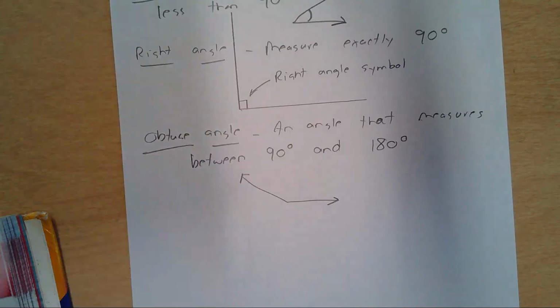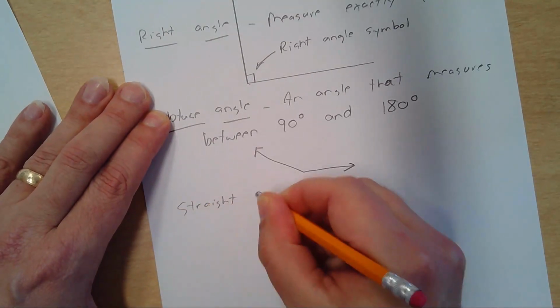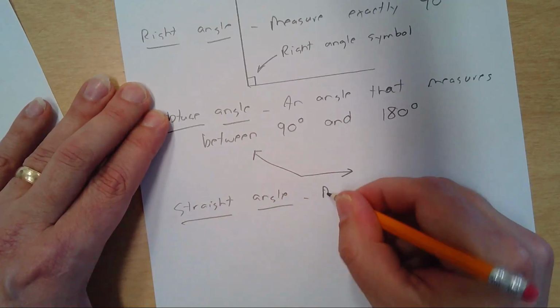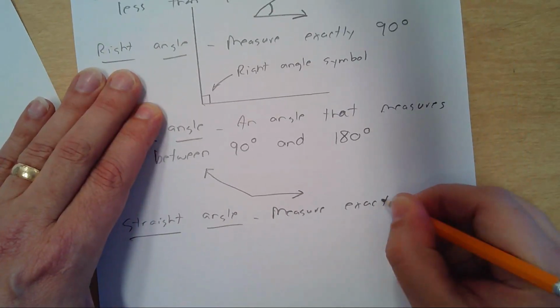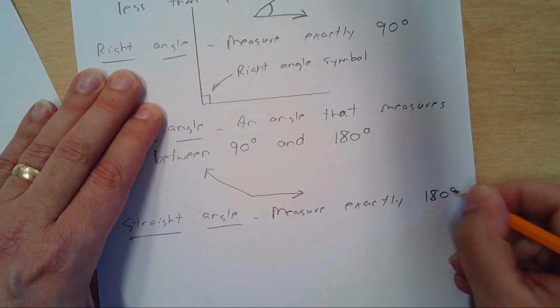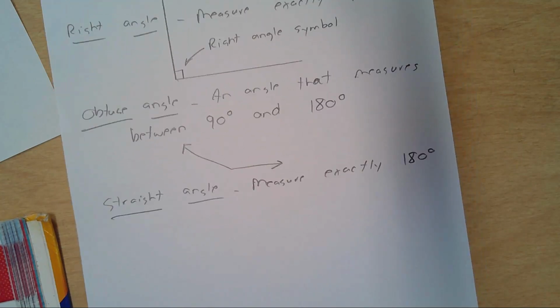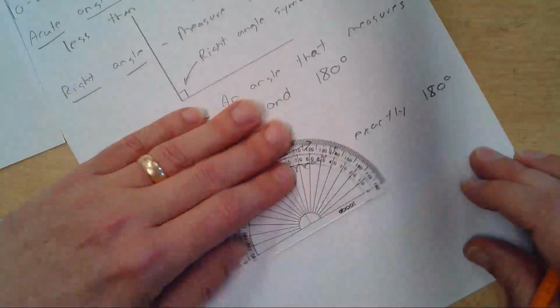Last one is a straight angle. And straight angles measure exactly 180 degrees. Are you writing all this down, Michaela, in your notes? Because I doubt you'll remember all this.